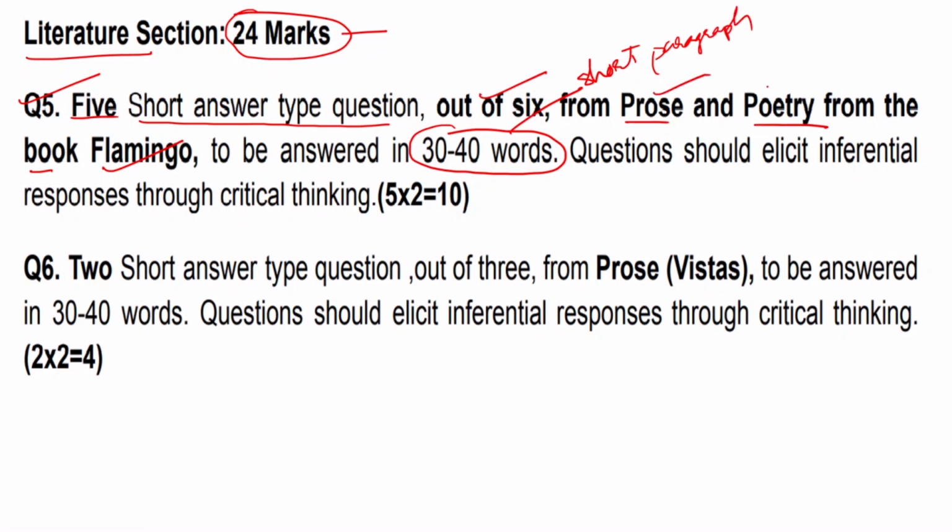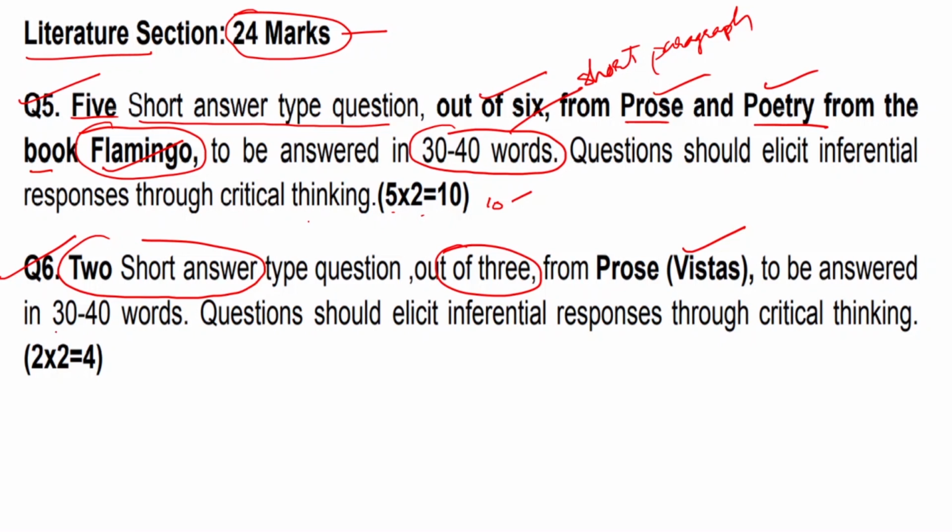So, prose and poetry from the textbook Flamingo. Short answer type questions. Questions should elicit inferential responses through critical thinking. 5 into 2, 10 marks. Then question number 6, 2 short answer type questions out of 3. Here, 2 short answer type questions out of 3 from prose Vistas. To be answered in 30-40 words. Questions should elicit inferential responses through critical thinking. 2 into 2, 4 marks.